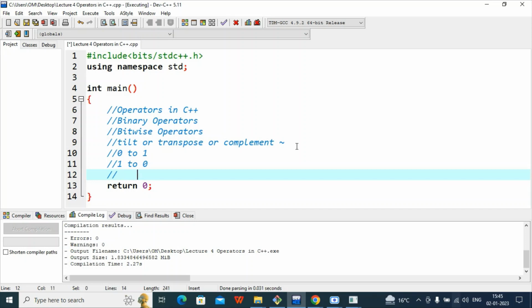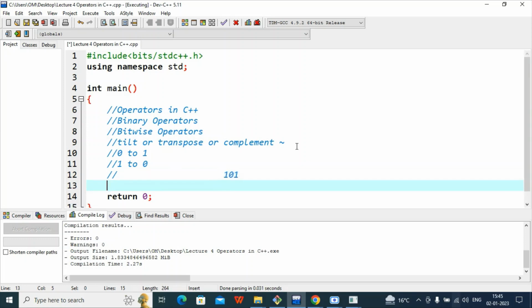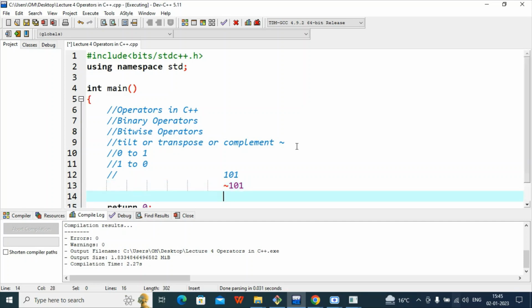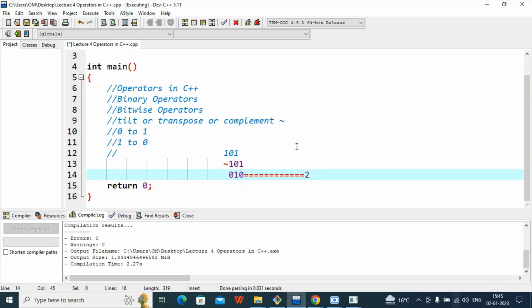Suppose I'm having binary representation of 5 is 101, right? Okay, if I do a tilde of 101, what will I get? Completely reverse bits. 1 will become 0, this 0 will become 1, and this 1 will become 0. I got a 2 here. Bits are reversed, right? This is the tilde operator.